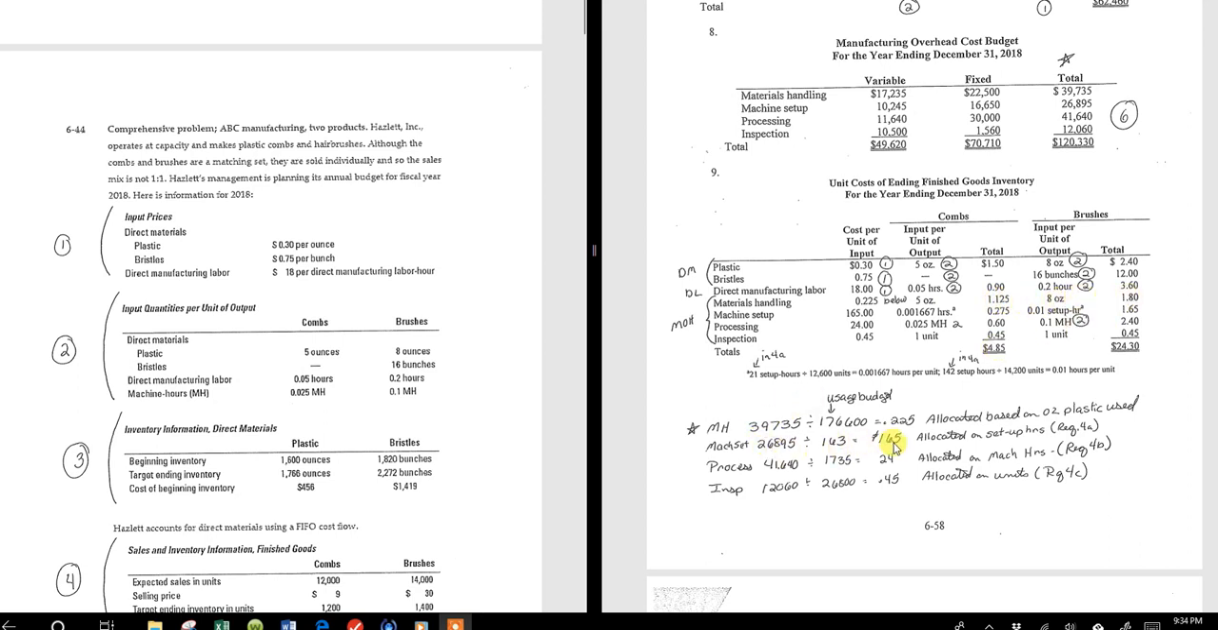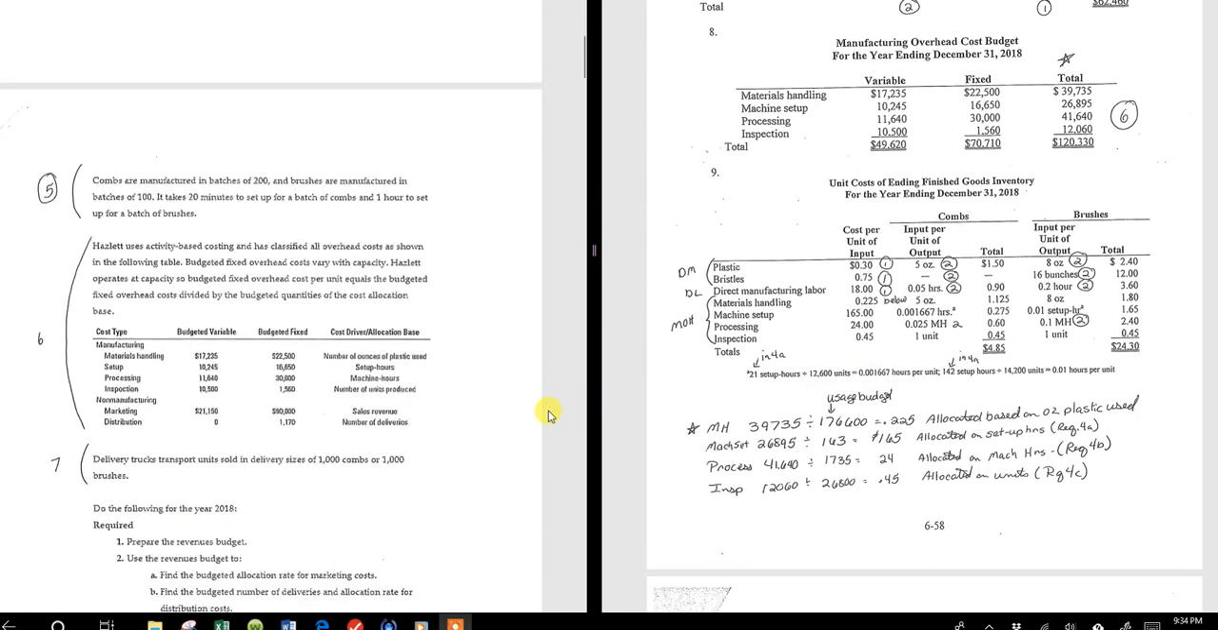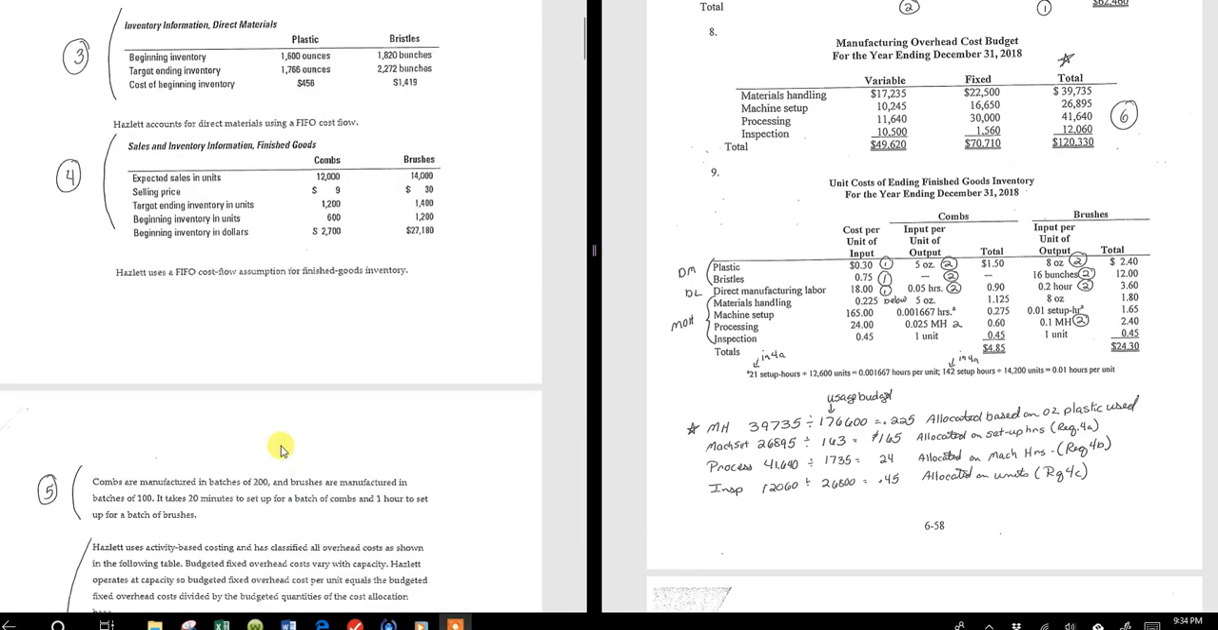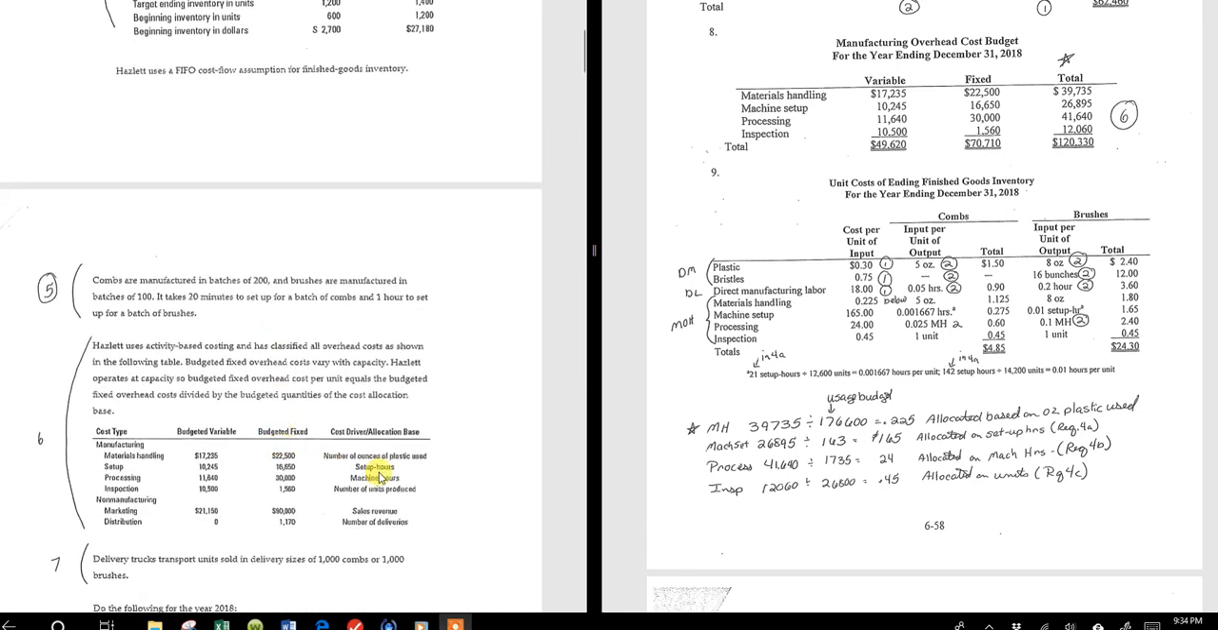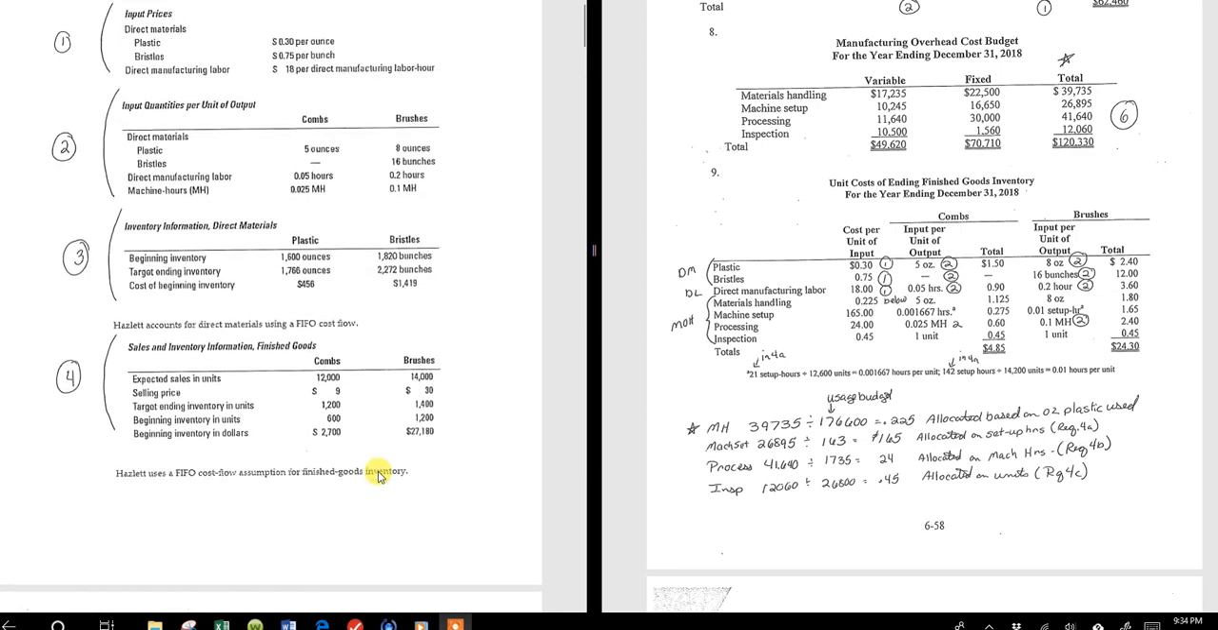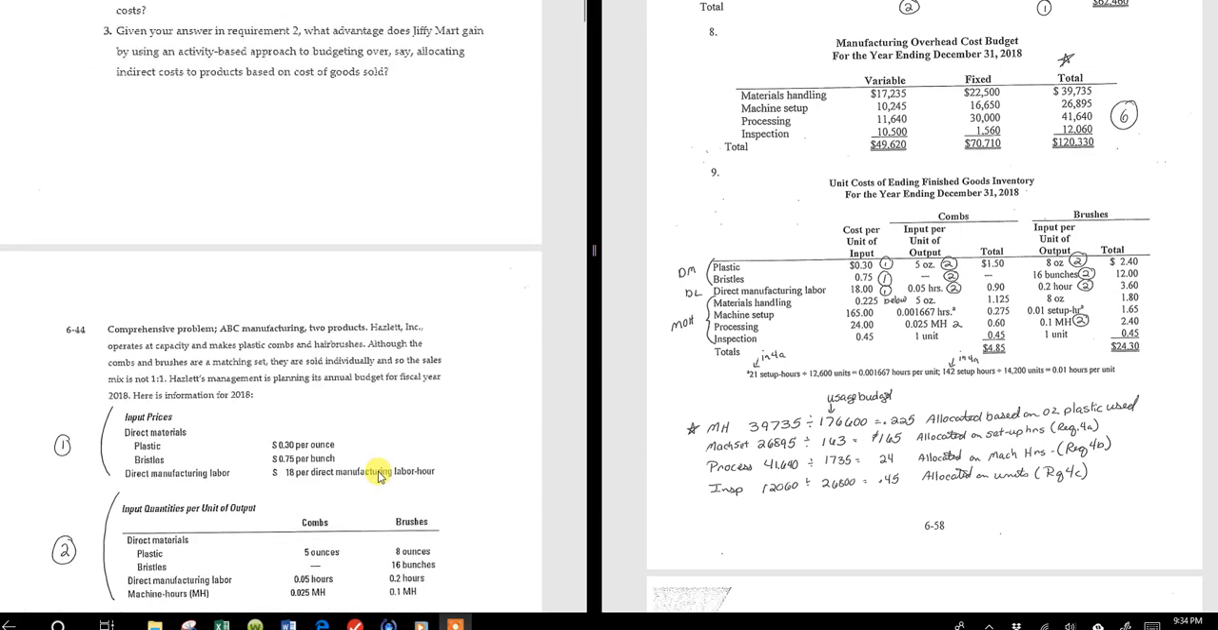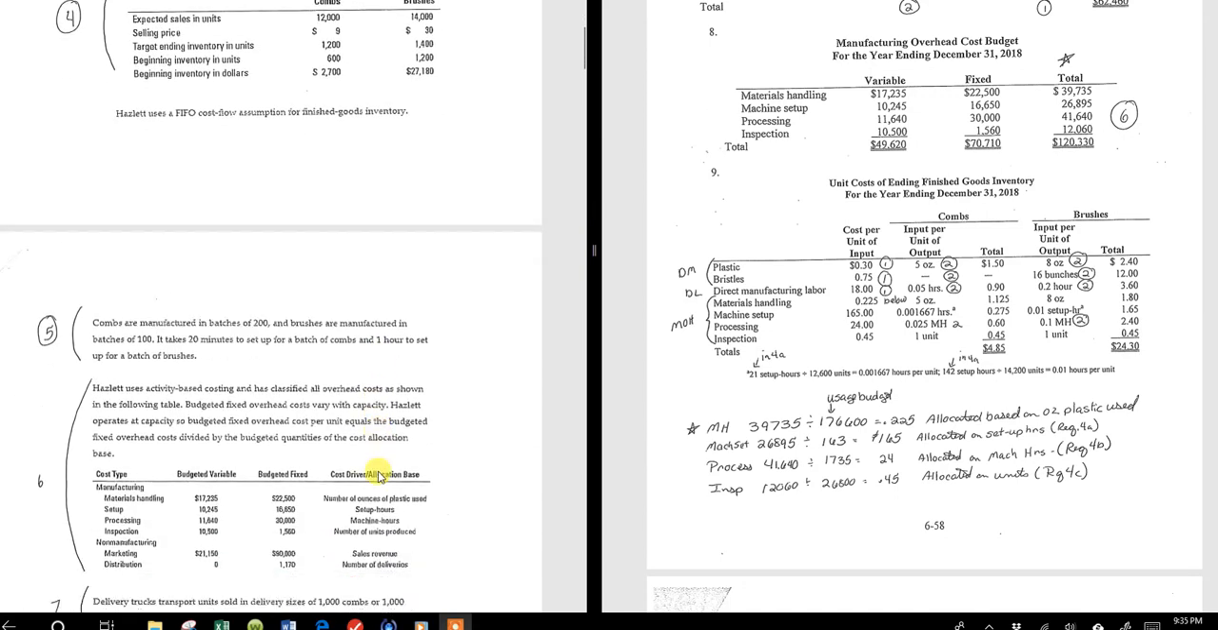Machine setup was 165 based on setup hours, and the number of setup hours, we needed to figure out per item, so per brush or per comb, and so we had 21 setup hours divided by the 12,600 units is 0.001667. That was right, based on setup hours. Yeah, as you can tell, there's just things all over the place here.